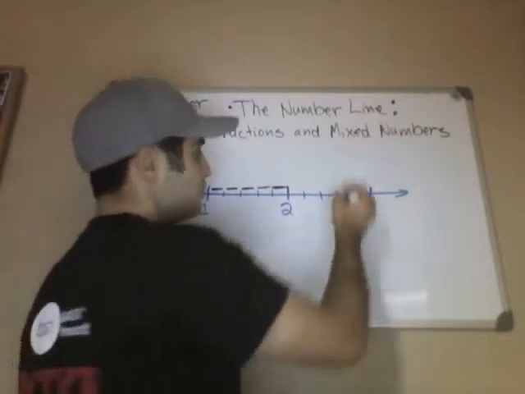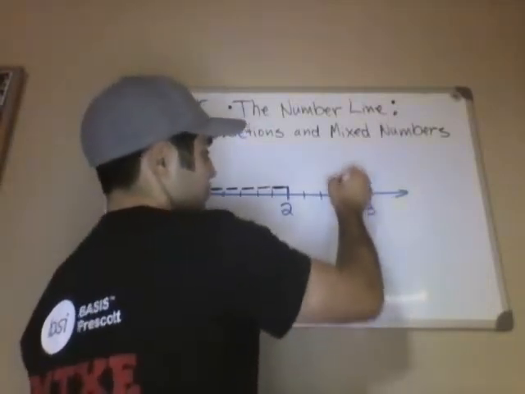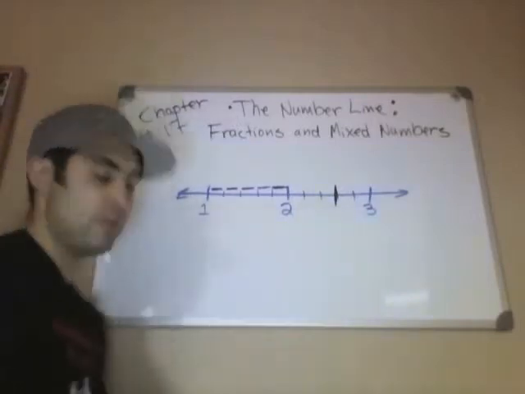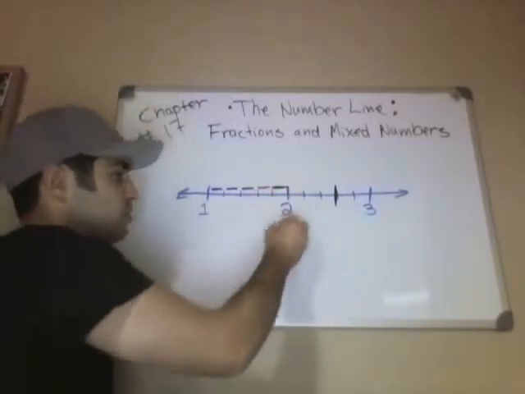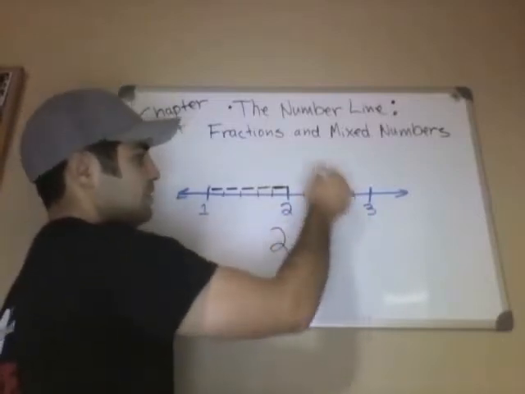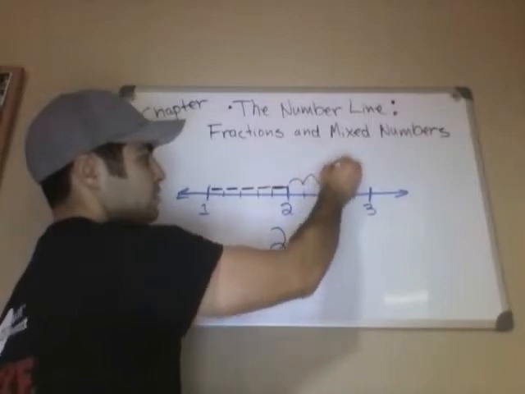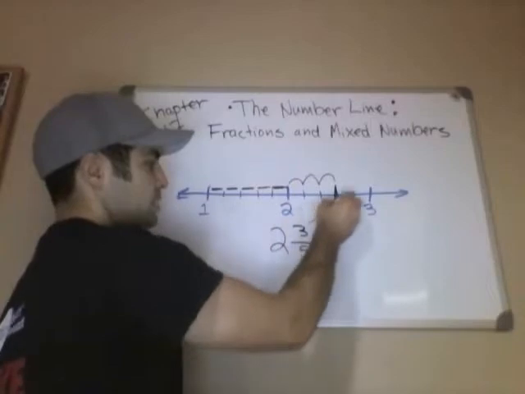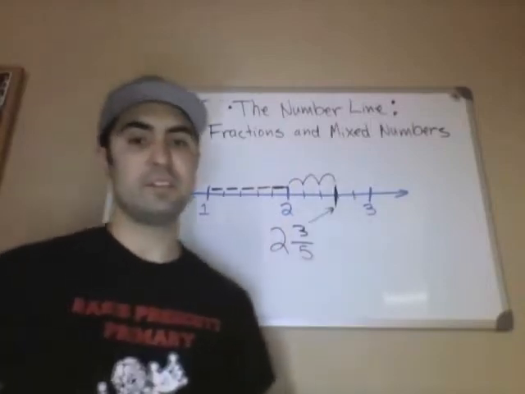So if I were to put a big mark right there and say, what is the mixed number that would go along with that? We know that 2 is our whole number. 2 and how many fifths? Well, that's 1/5, 2/5, 3/5. Right there is 2 and 3/5.